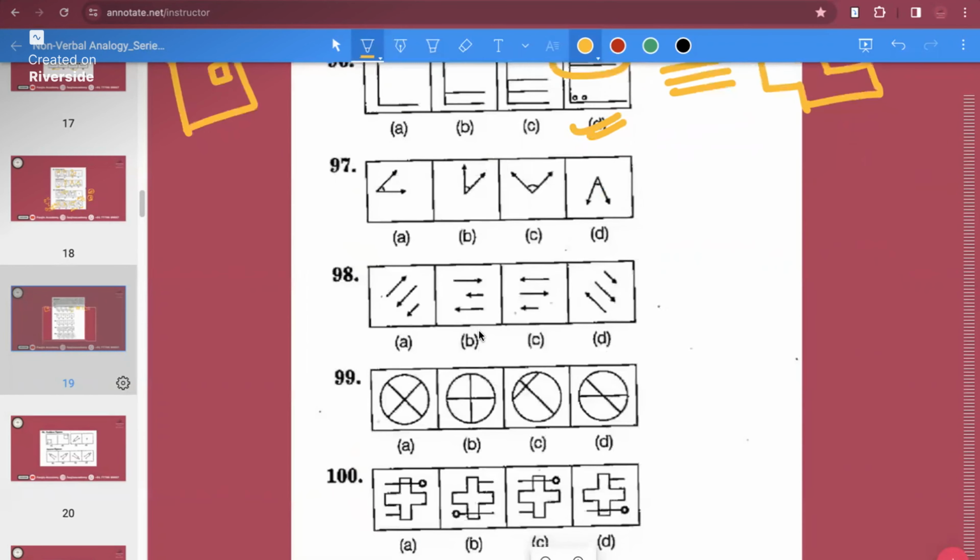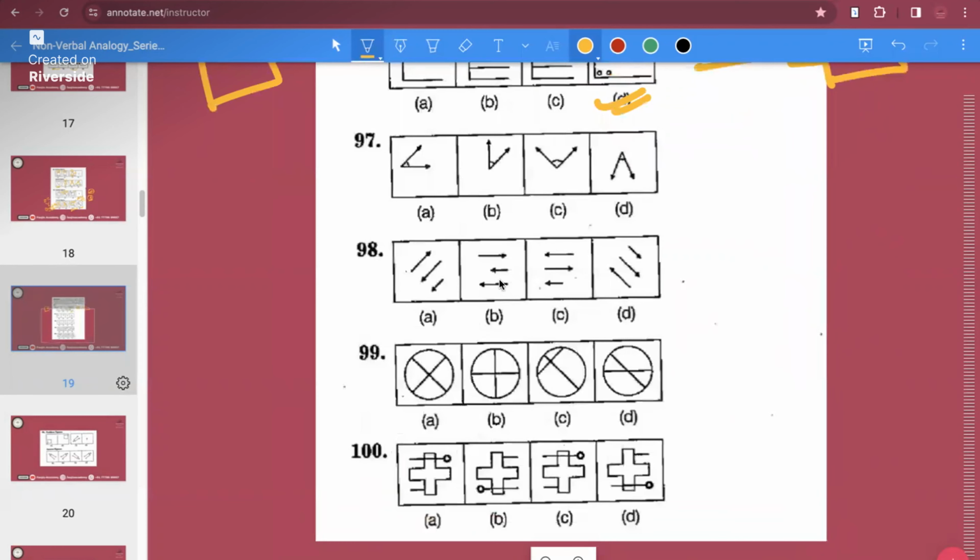Let's be quick. C. Anybody who wants to contest with C? 97, C, guys. All the angles are the same. See, it's different. 98, guys. Again, it's C. Yes, sir, option C. Two of them are pointing in one direction. Over here, they are not pointing in a particular direction. What is 99? C, sir.